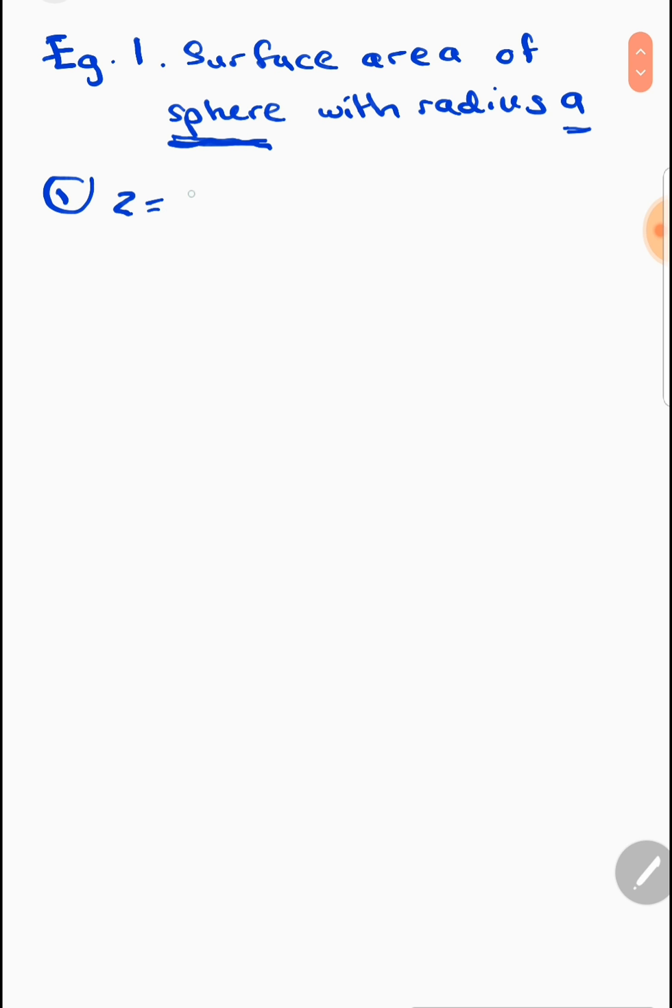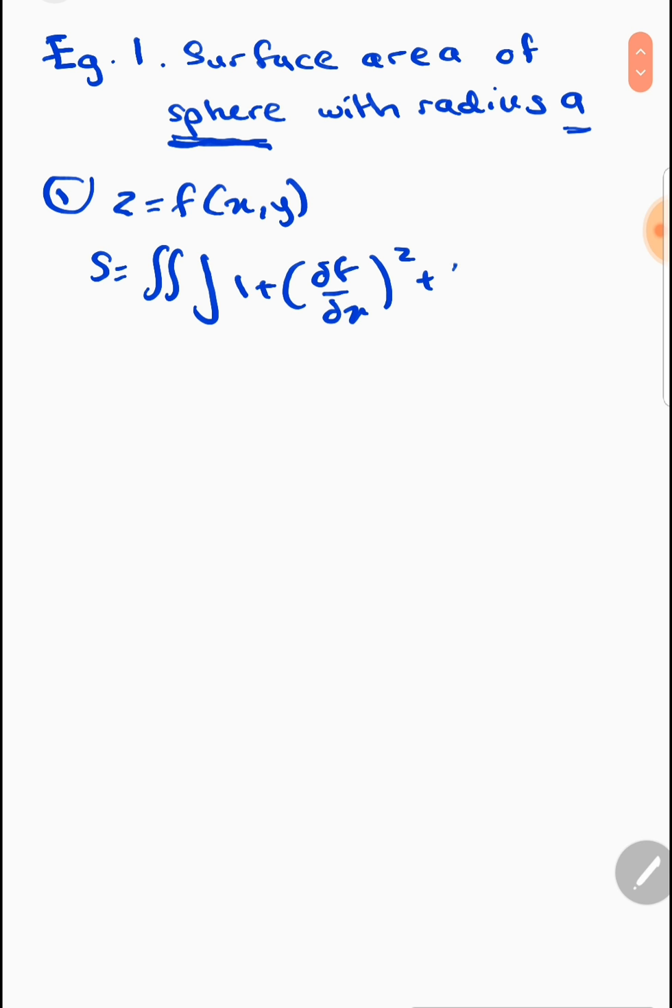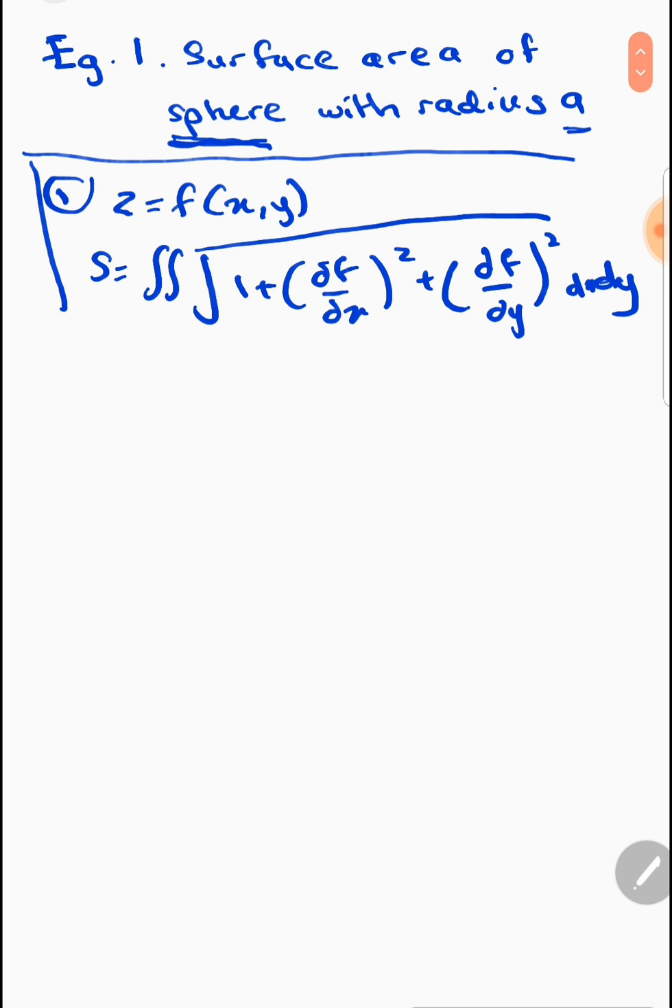Method 1 is where your z is expressed as a function of x and y. And your surface integral will then be just the double integral of the square root of 1 plus df over dx squared plus df over dy squared. And it's supposed to be dA, right? So in this case, it will just be dx dy. Alright? So let's explore this method.